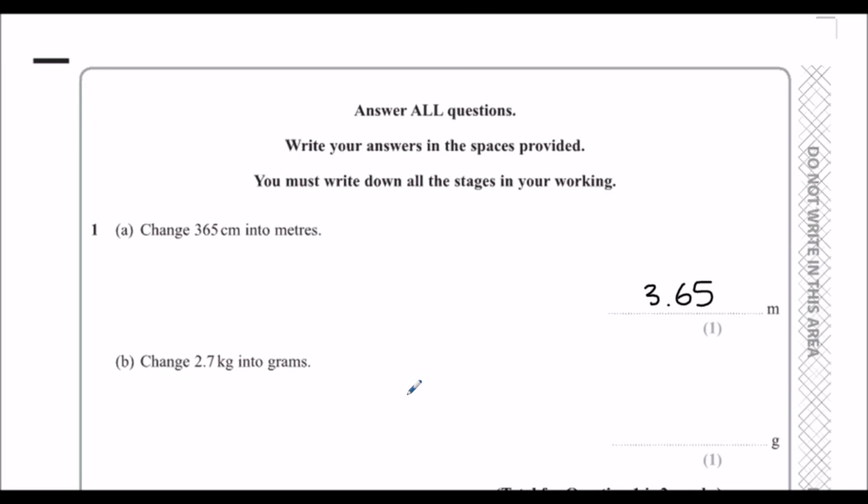And part B, change 2.7 kilograms into grams. So a kilogram is equal to 1,000 grams. So 2.7 kilograms is 2,700 grams.